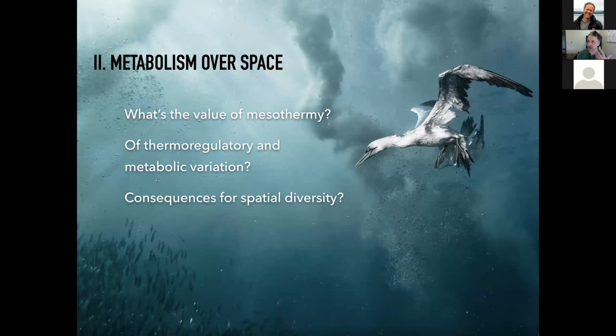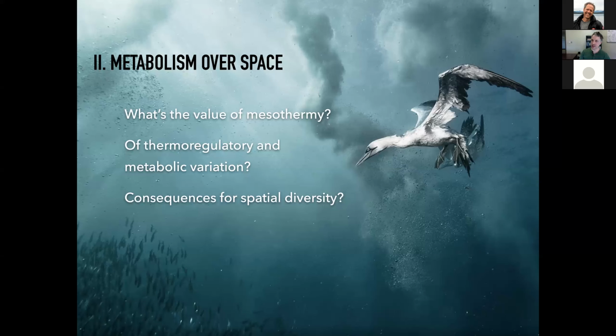But after I did this work, it really got me thinking, what is the ecological and evolutionary value of mesothermy? And more broadly, of this different thermoregulatory and metabolic variation? Are there consequences of a focus on metabolism and thermoregulation for patterns of spatial diversity?